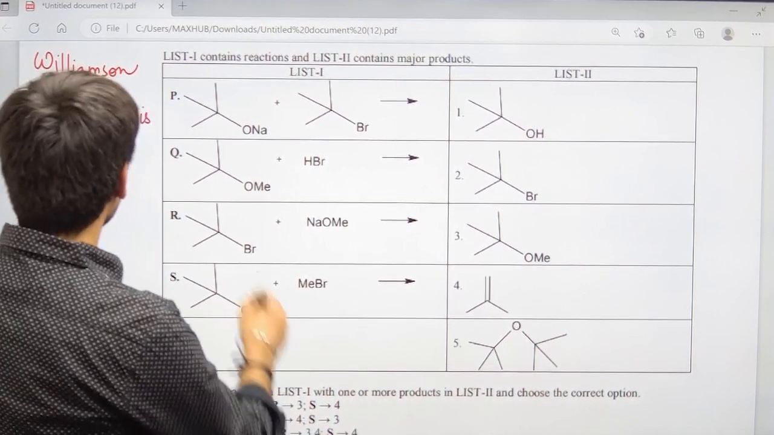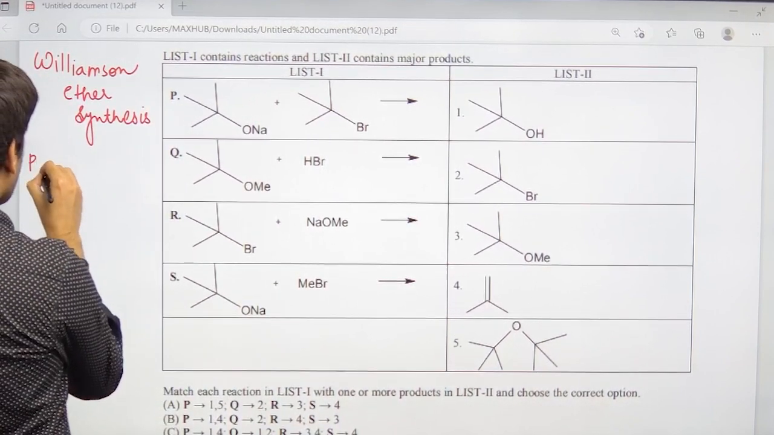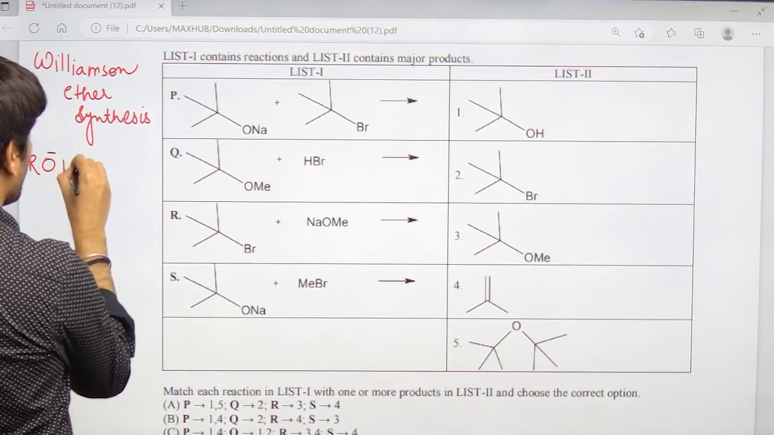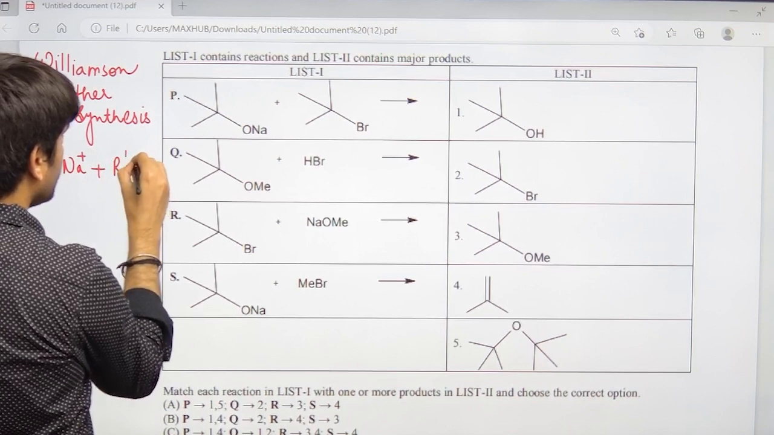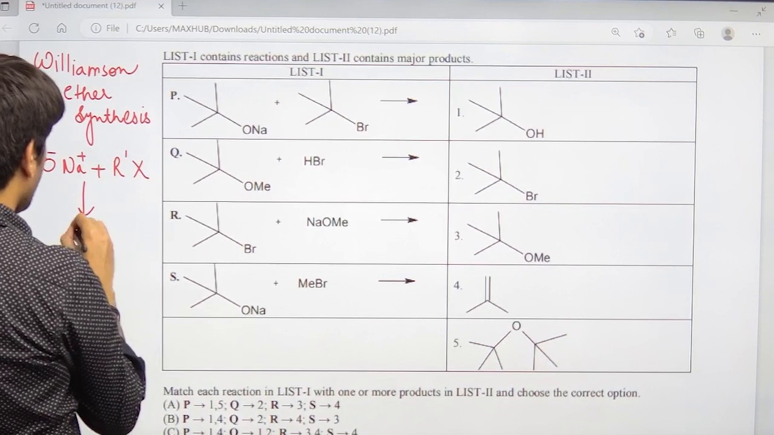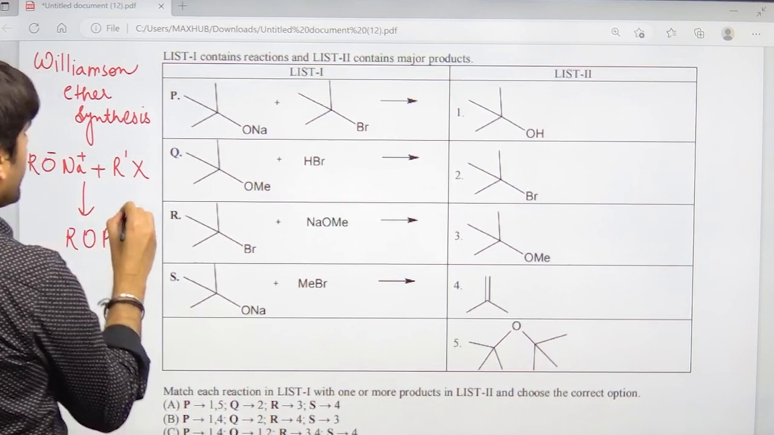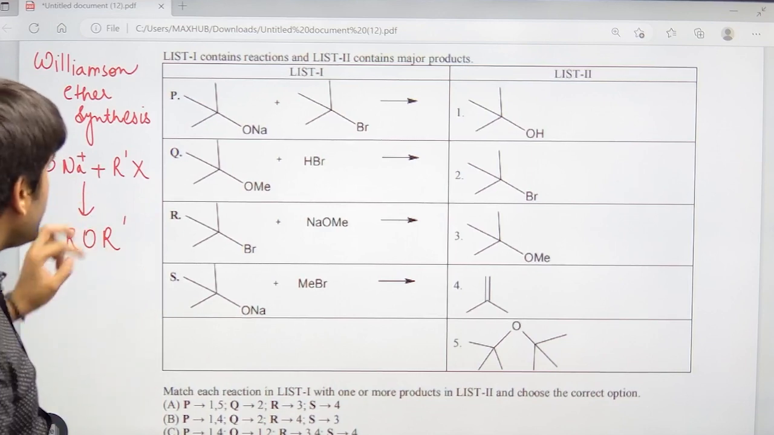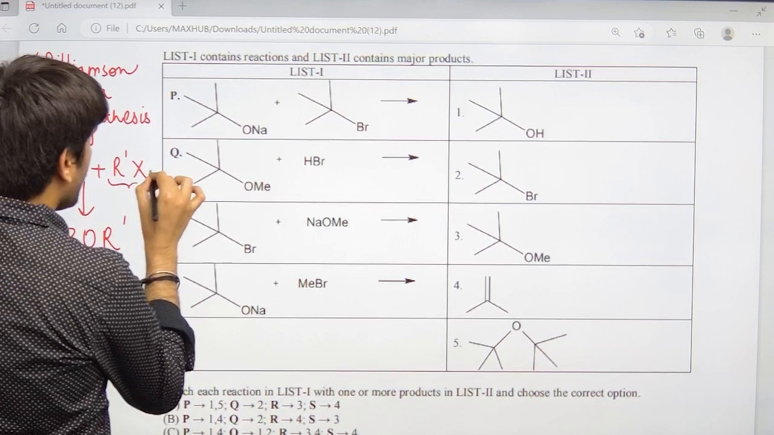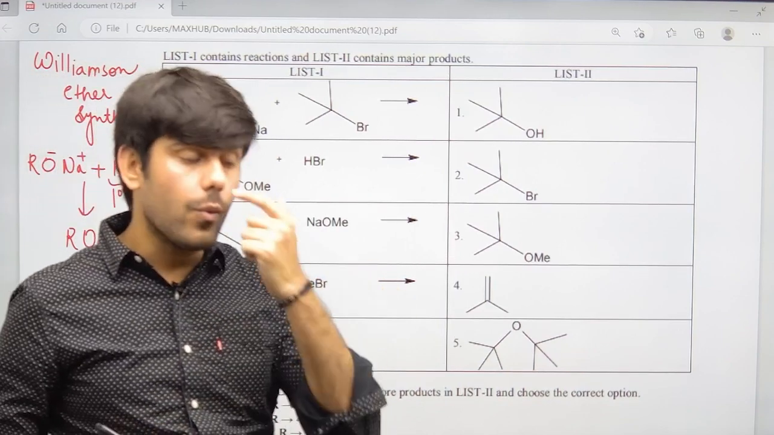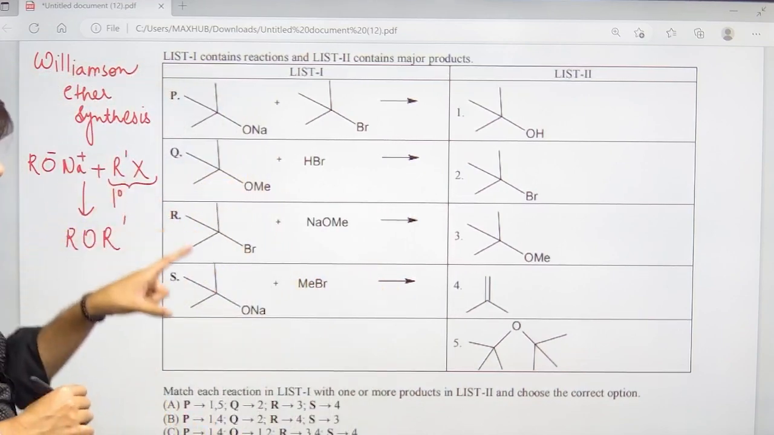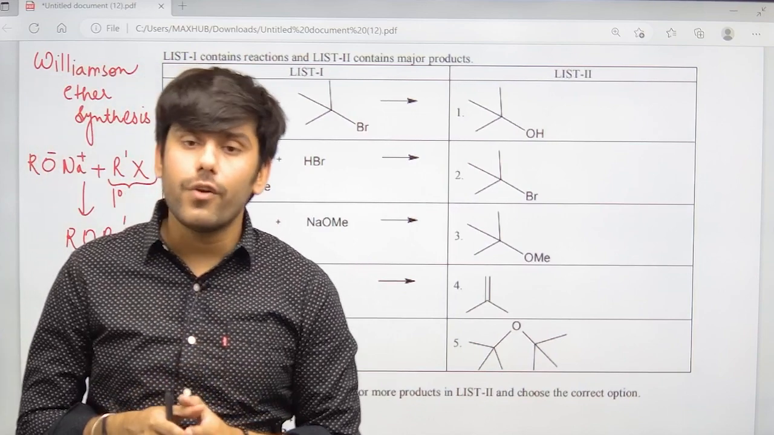then you know that suppose I have the sodium salt of an alkoxide and I have the alkyl halide, right? They react to give you the ether of this kind, right? But please note that this alkyl halide should be 1 degree. This alkyl halide should be 1 degree, right? If it is 3 degree, then the ether formation will not take place.